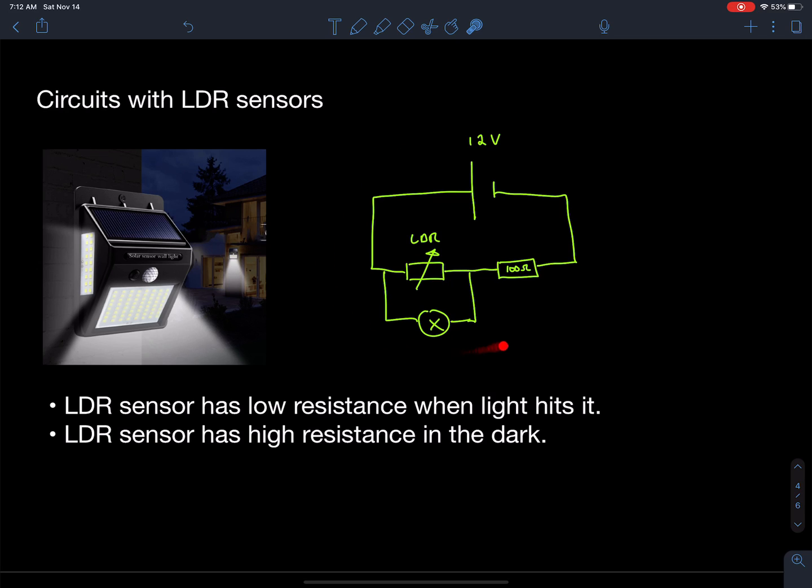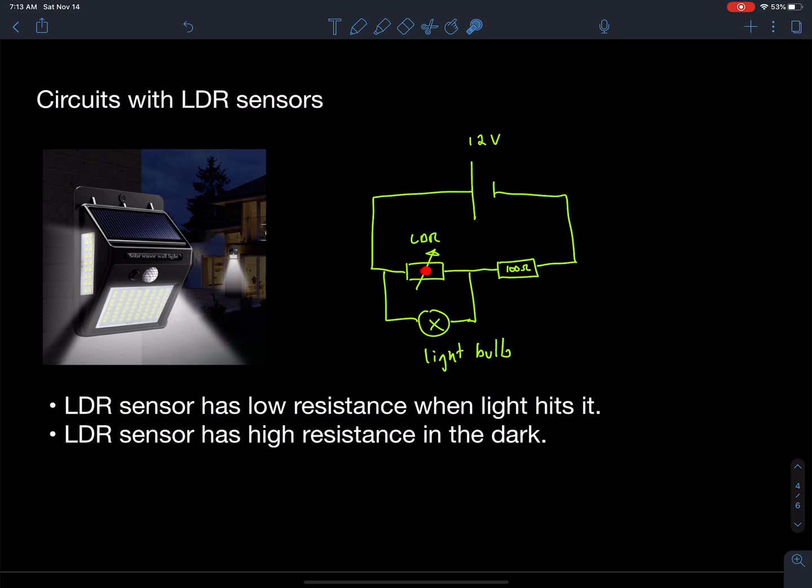So I can create a potential dividing circuit like this. Go back to the last video to see. If I have that component in here and its resistance changes, the fractional resistance will be different. Okay, so this little circle with an X is a light bulb, that we see here in the diagram.